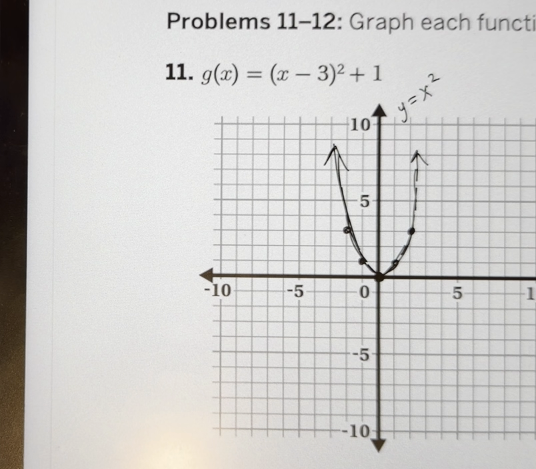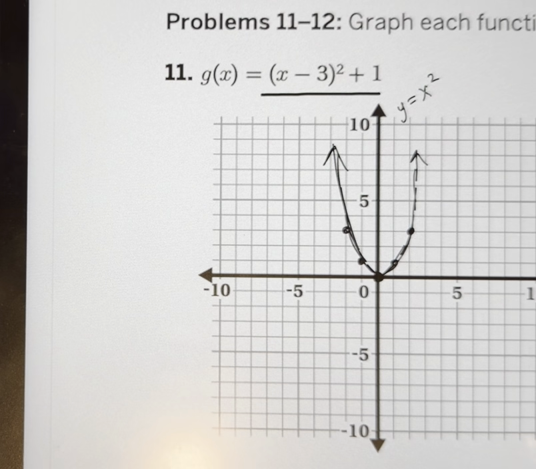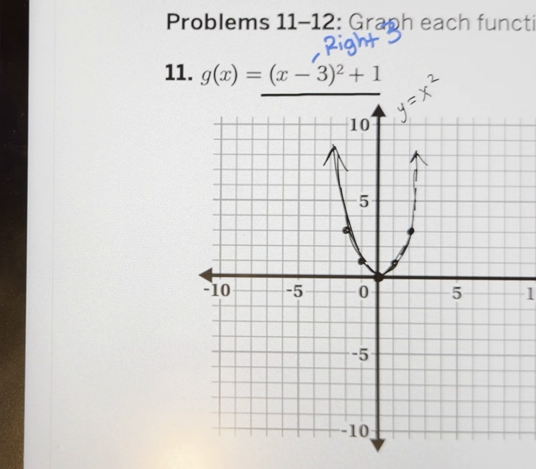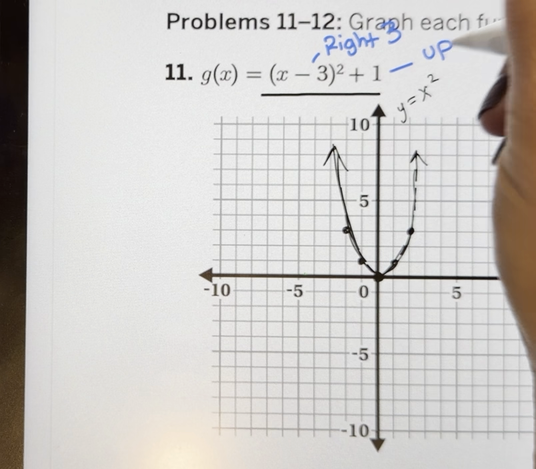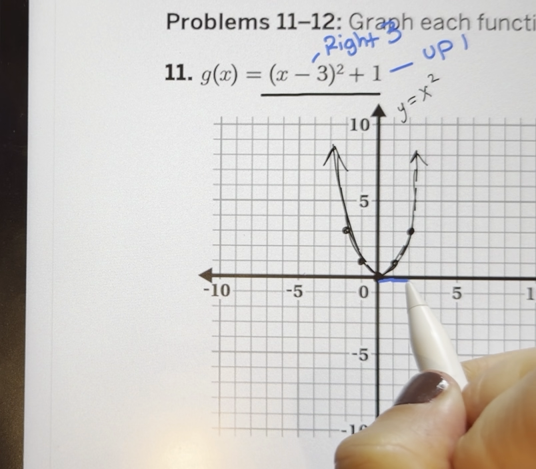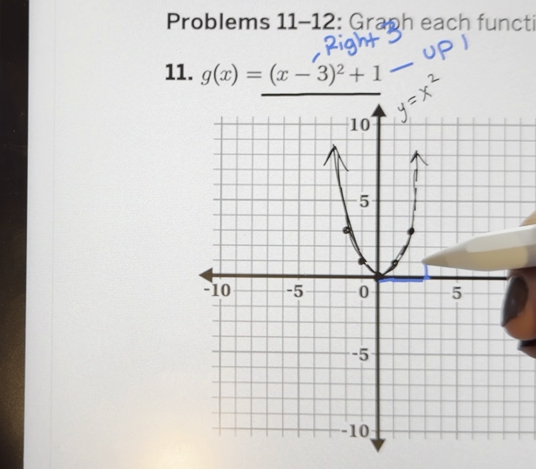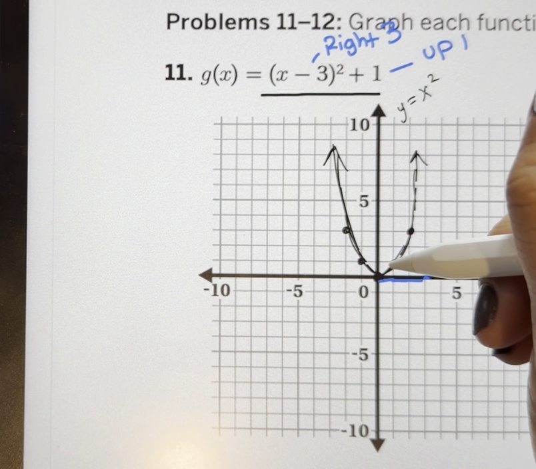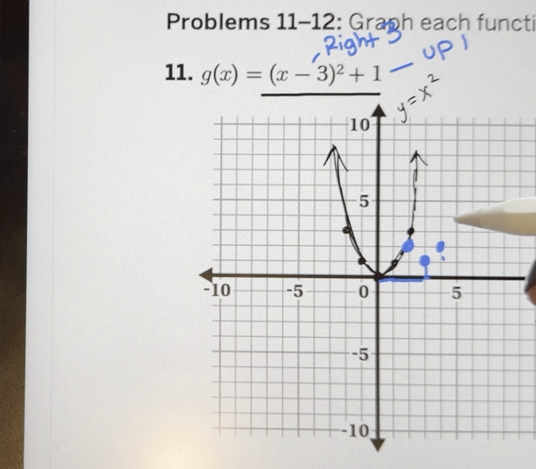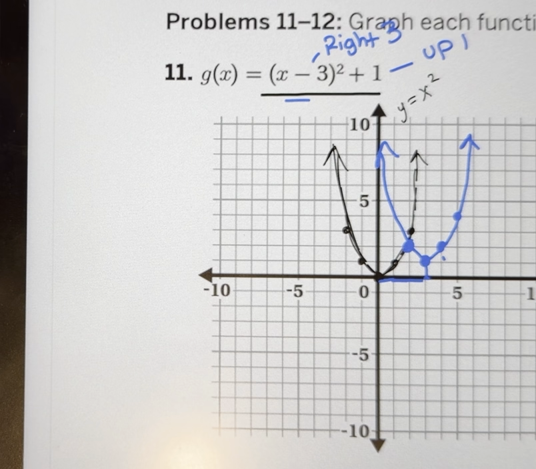What we are looking at here is that, but we have moved to the right. Remember, x is a liar. We have moved to the right 3 and up 1. So we just got to pick this guy up right here and go to the right 1, 2, 3, and up 1, and put our new vertex right there. And all the points go right 3, up 1 to make this guy. The blue one is this.